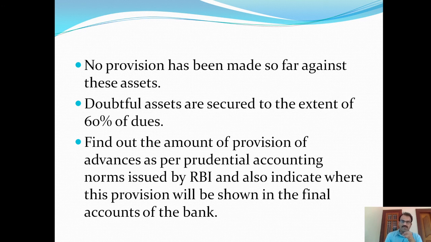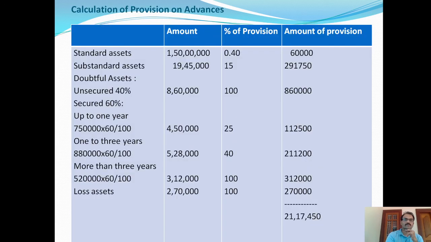Find out the amount of provision on advances as per prudential accounting norms issued by RBI and also indicate where this provision will be shown in the final accounts of the bank. Okay, so we have to find out how much provision is required for all these advances and where these provisions will be shown in the final accounts of the bank.